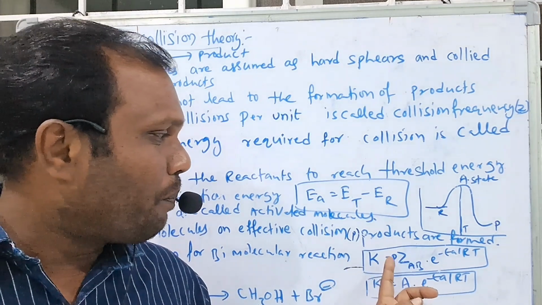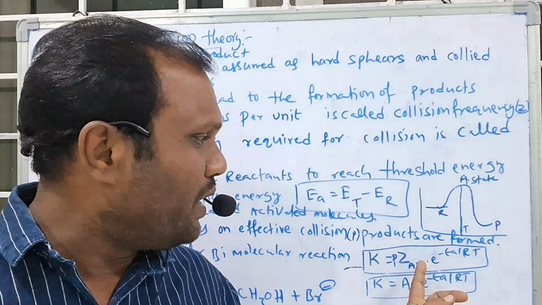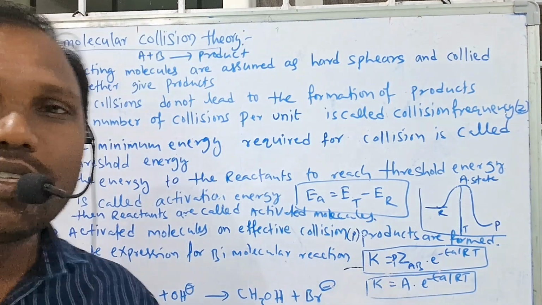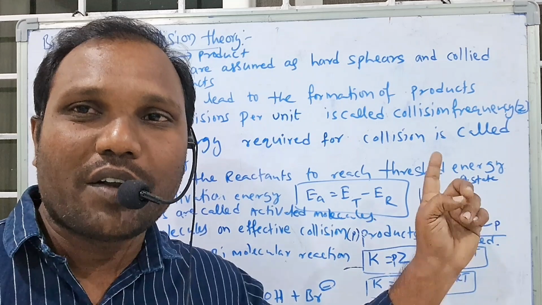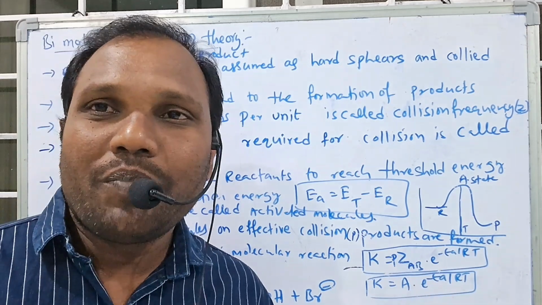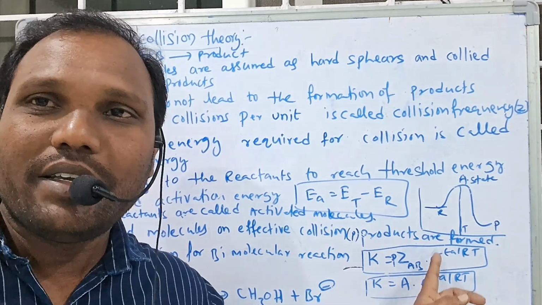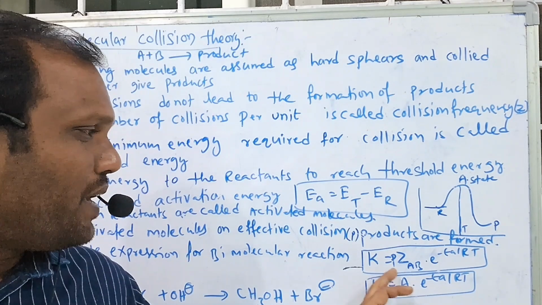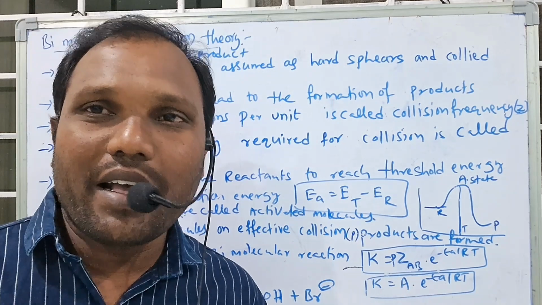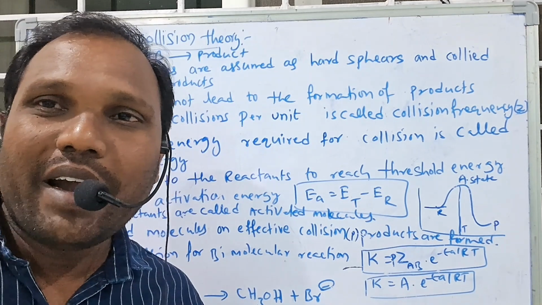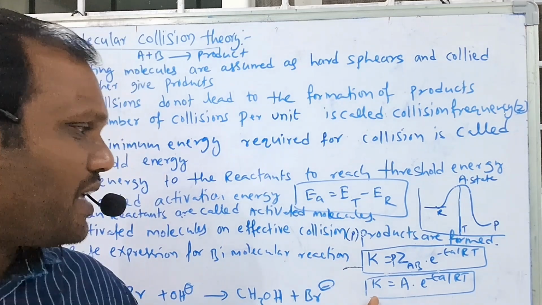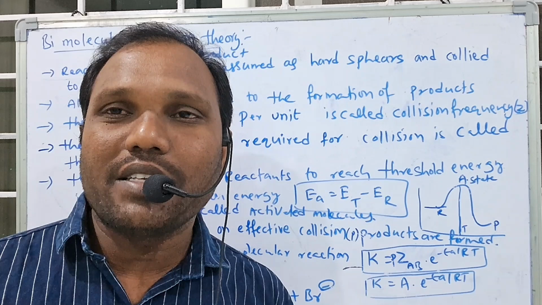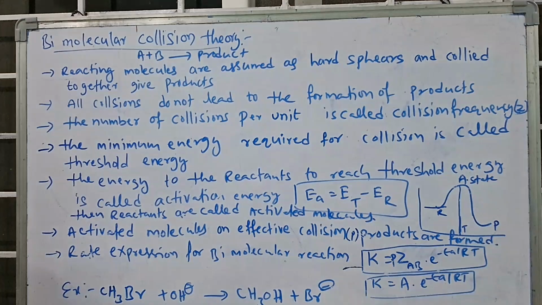K equals PZAB into e power of minus EA by RT. Here P is the effective collisions, or probability factor. Z is collision frequency. A and B are reactants. E is the exponential, EA is activation energy, R is the universal gas constant, and T is temperature. Here PZAB is written as capital A. So the rate expression for the bimolecular reaction is K equals A into e power of minus EA by RT. Here capital A is called the Arrhenius constant.